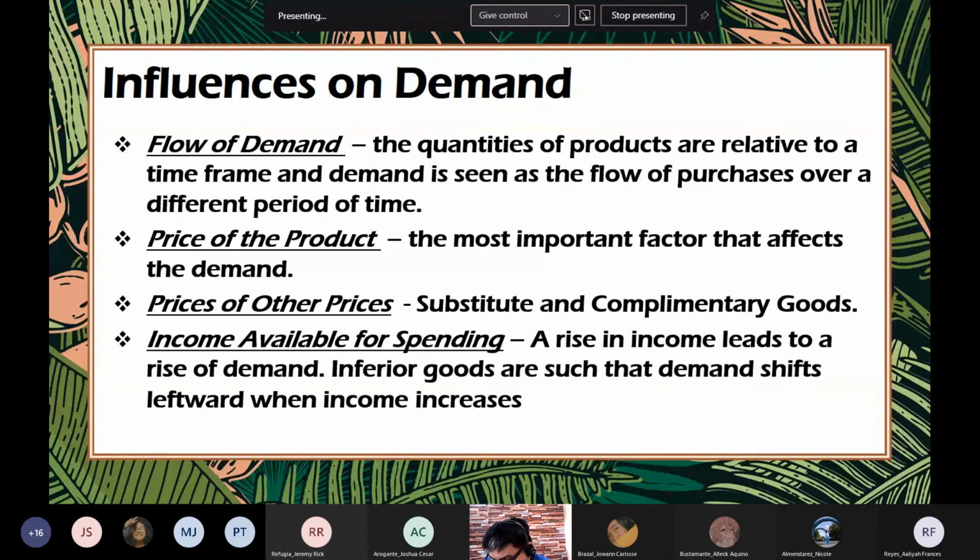For normal goods that comprise the majority of goods and services, the change in demand is the same direction as change in income. A rise in income, ito na yun, leads to a rise in demand. So, syempre, katulad ng binanggit ko kanina, kunwari si Ms. Reyes bagong pasok sa company.